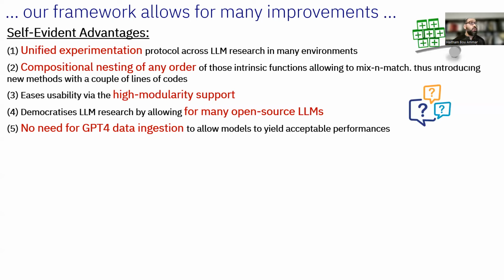Of course, we try to democratize LLM research by allowing for many open source LLMs, and we're actually working on trying to open source our agent itself. And most importantly, you can get all those open source models to work really well without needing any GPT-4 data ingestion. That is pretty good from an open source research perspective, but more importantly, from a money perspective, because now if you have the right ordering of your intrinsic functions, you are able to show that simple models like Llama 2 7B can actually work very well, as I will show later.